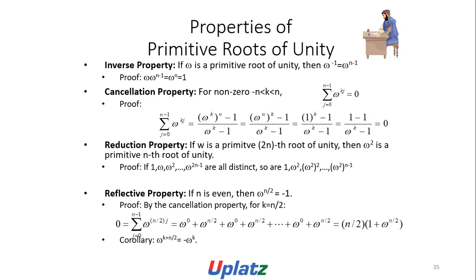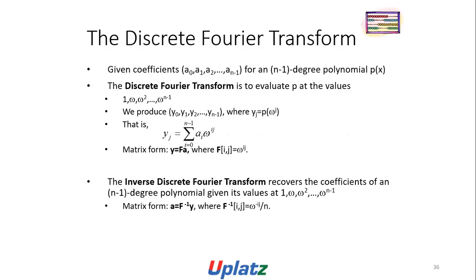If omega is a primitive 2nth root of unity, then omega squared is a primitive nth root of unity. Proof: if 1, omega, up to omega^(2n-1) are distinct roots, then so are 1, omega squared, and so on. If n is even, then omega^(n/2) is equal to minus 1. By the cancellation property for k equal to n/2, we get the corollary omega^(k + n/2) is equal to minus omega^k.